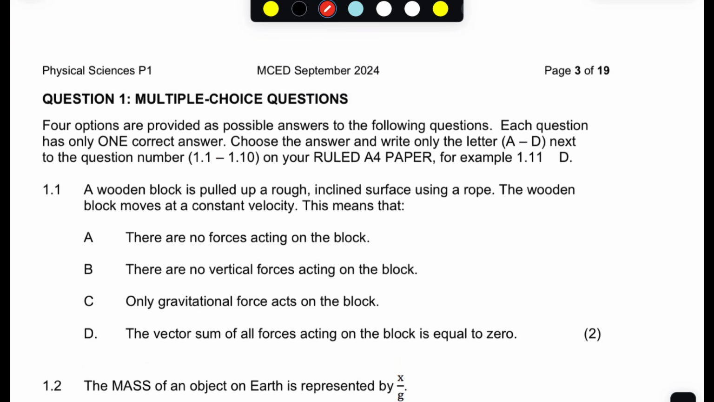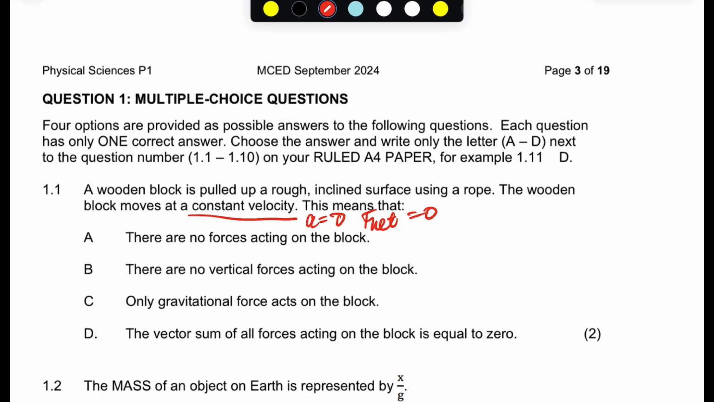Question 1, the multiple choice. It says a wooden block is pulled up a rough inclined surface using a rope. The wooden block moves at constant velocity. So one thing that we need to know: when something moves at constant velocity, the acceleration is 0, the F net is equal to 0. That means the forces are balanced there.